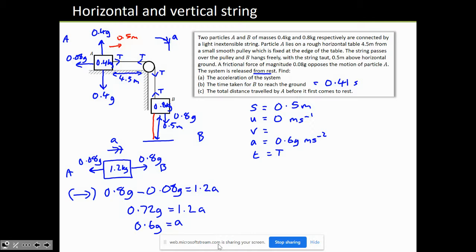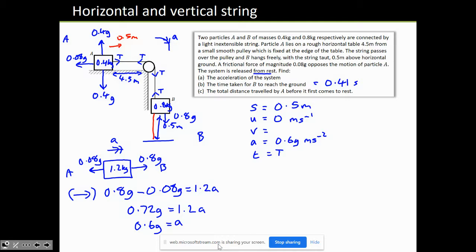So the first thing I'm going to do is calculate the velocity that A will be traveling at after that first half a meter. The reason I want to do that is so that I have a little bit more information about the motion of A. Therefore, I can use that information to calculate how much further A is going to travel before it stops.